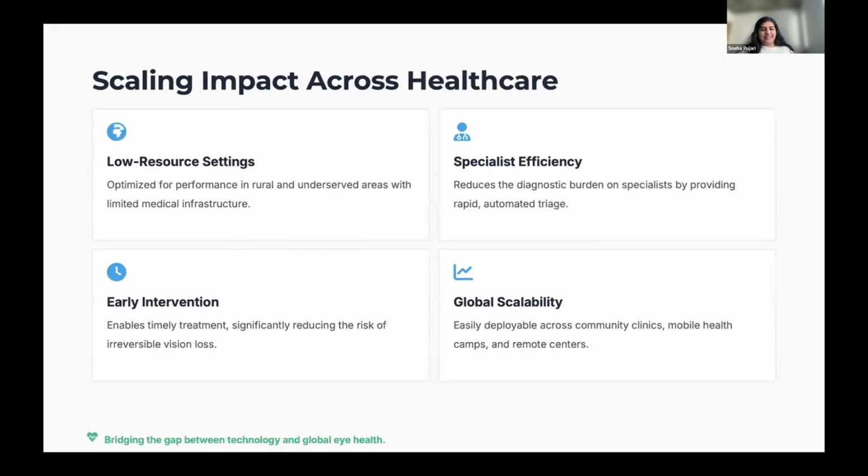What makes Peekaboo powerful is not just the technology, but the scale of impact that it'll enable.